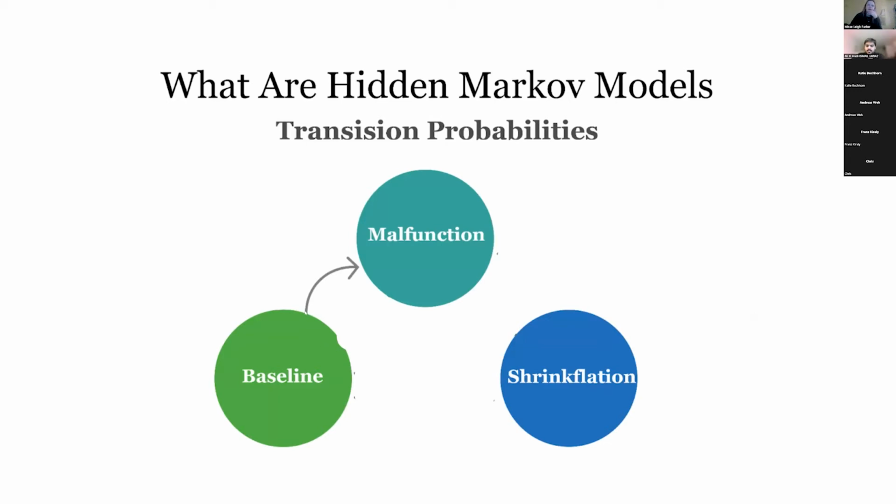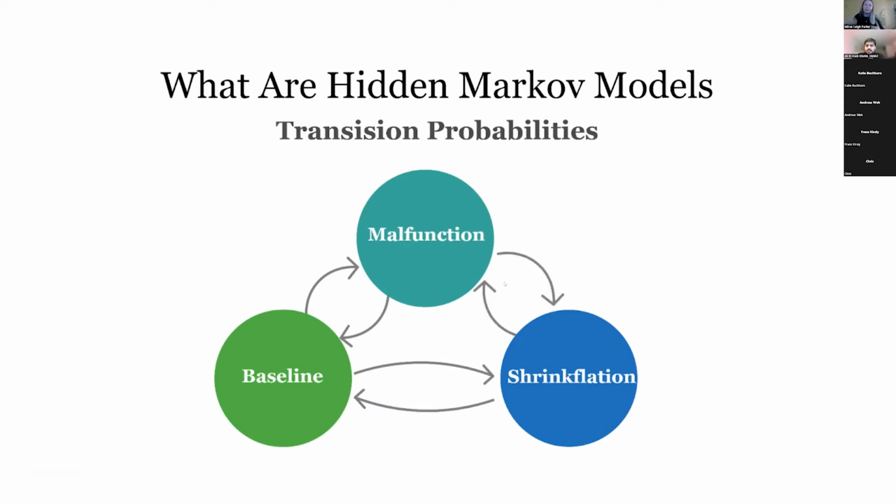So what's the probability in any given week that we go from the baseline to the malfunction state? Similarly, if we're in the baseline, there's some chance that maybe the higher ups decide that we can get by with fewer chips, and so we end up in the shrinkflation state. And similarly, once we're malfunctioning, what's the chance in a given week that we notice that something's wrong with the machine, maybe someone calls out that we're now getting fewer chips, and we return to the baseline?